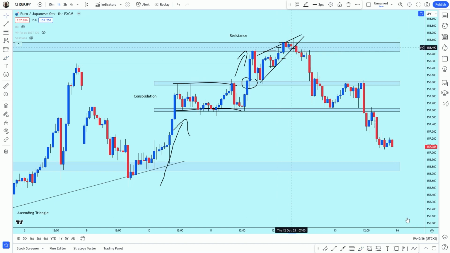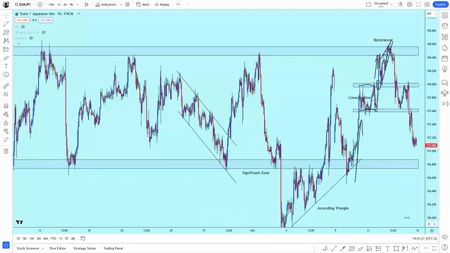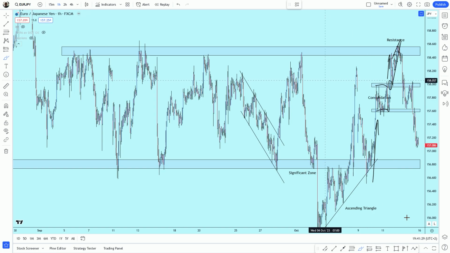But what is very important here is that price tested this resistance zone. If you zoom out, you will see that price tested this zone multiple times and failed to break it every single time. So this zone acted as a resistance here, here, here, here, and then finally here.